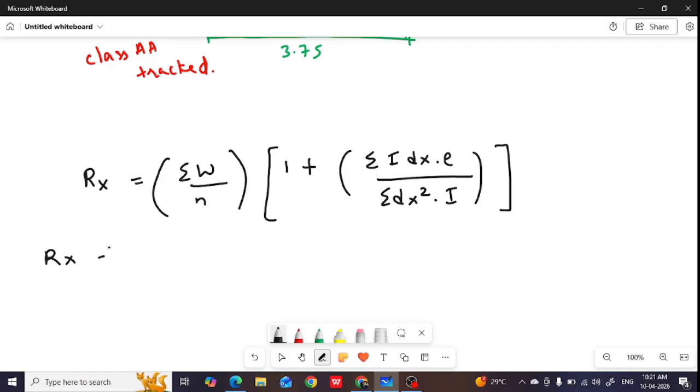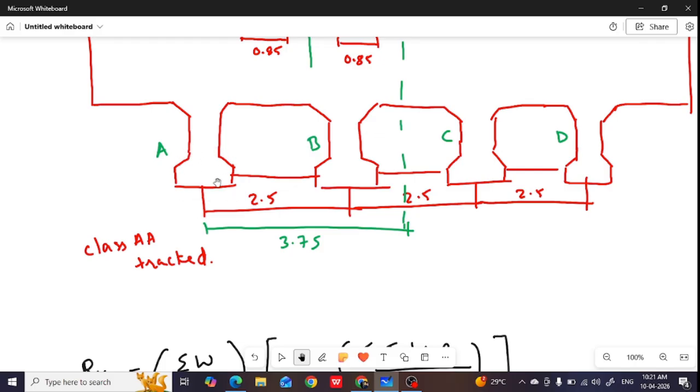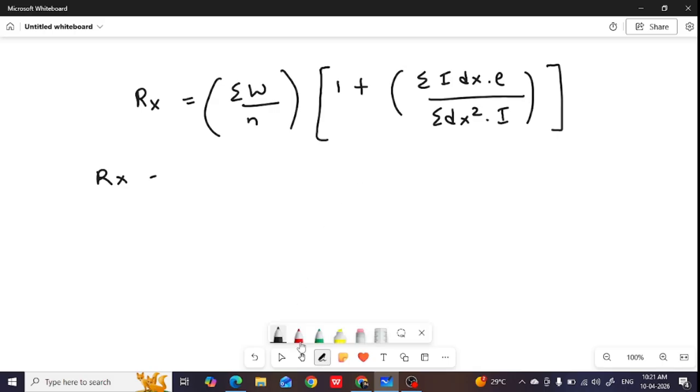So you have 4 girders, and you can simplify that. Whatever the reaction factor for girder A will be there, it will be same for girder D, and whatever reaction factor for girder B will be there, it will be same for girder C. So you need to find the reaction factor for the outer girder and the inner girder. Okay, so Rx is the reaction factor for the girder under consideration.